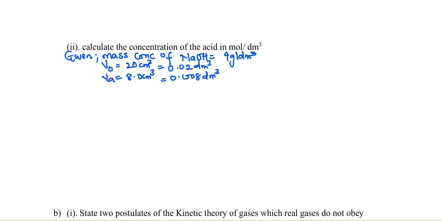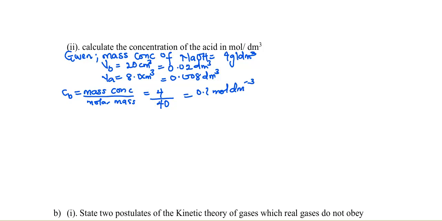From the mass concentration we were given, we can calculate the Cb, which is the molar concentration of the base. The formula that connects molar concentration and mass concentration is mass concentration over molar mass. So we have Cb, the concentration of the base, to be the mass concentration of the base over the molar mass. The mass concentration of the base is 4 and the molar mass of the base is 40. So we have 4 divided by 40, we have 0.1 mol/dm³.